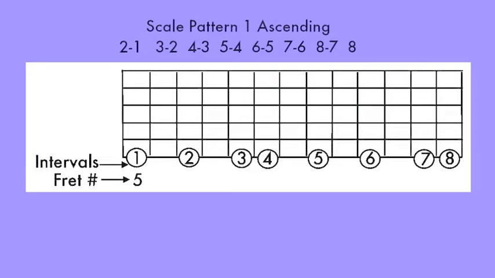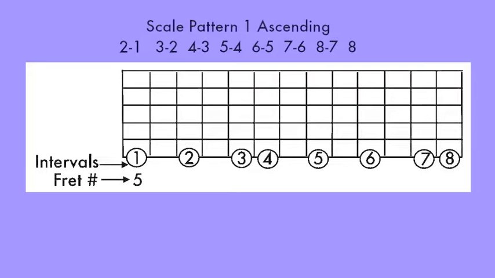Then we went to the 3rd scale tone, which is the next note up from the 2nd scale tone. We went to the 3rd scale tone and then went back down to the 2. So we went 2, 1, 3, 2. Then after that, we went to the 4th scale tone, down to the 3. So we went 2, 1, 3, 2, 4, 3. Then we went up to the 5th scale tone and went 5, 4, and so on and so forth.